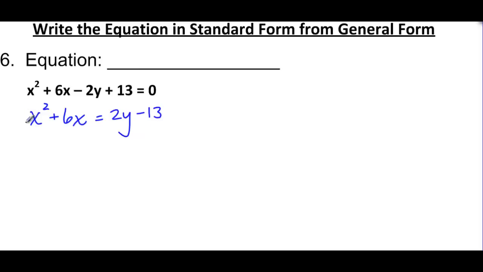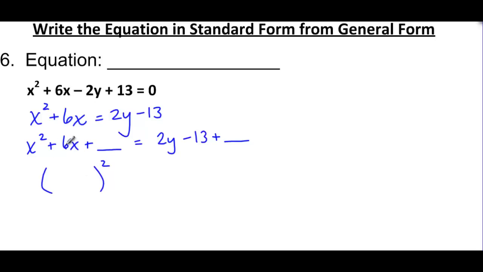Remember, to complete the square, I have to have an imaginary 1 in front of my x squared, which I do. So I can write it as x squared plus 6x plus blank equals 2y minus 13 plus blank. Because if I do something to one side, I have to do the same to the other to keep it as an equation, keep it equal. So my goal is to factor this down to something squared, something times itself.